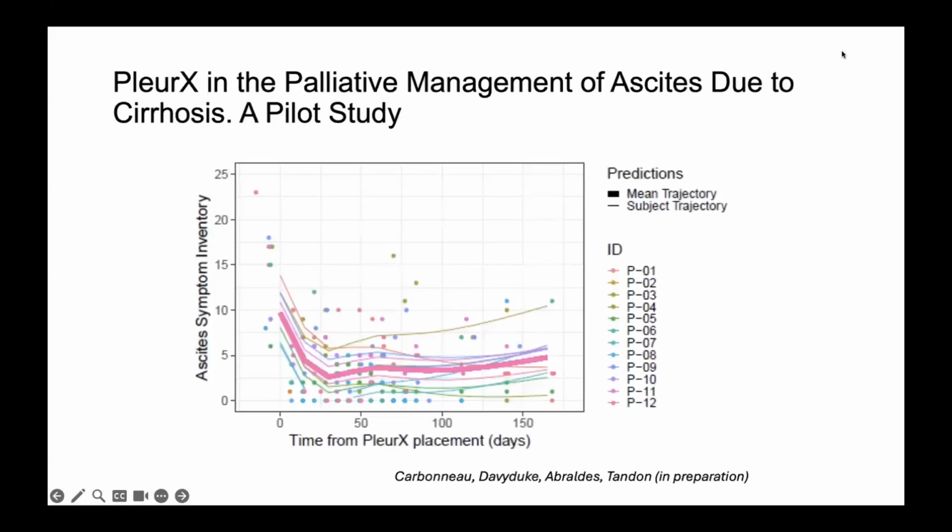And we did our own pilot. We didn't have many infections. What we mainly observed was a huge improvement in the quality of life parameters related to abdominal symptoms. So we had this scale, the abdominal symptoms inventory. This is before placing the drain. And as you can see, in most patients, there was a major decrease.